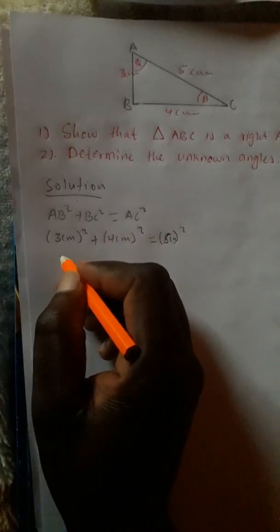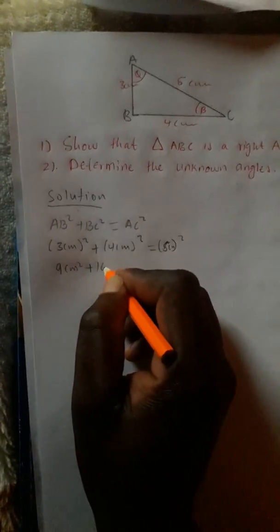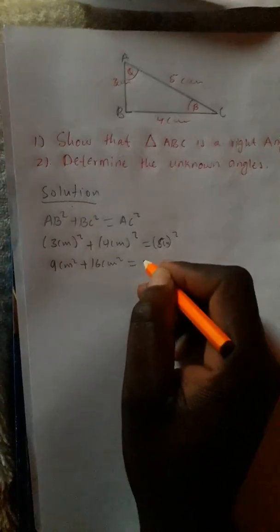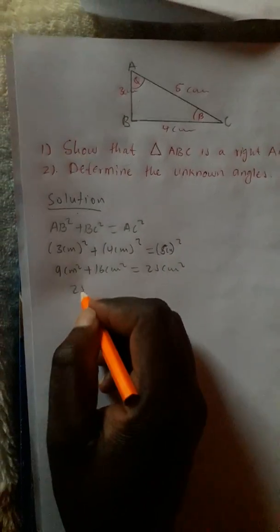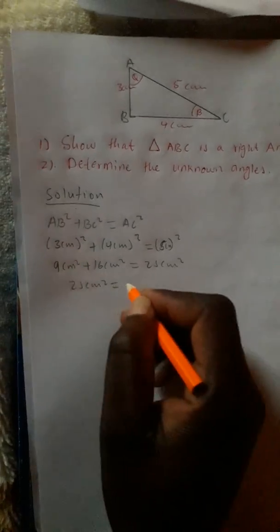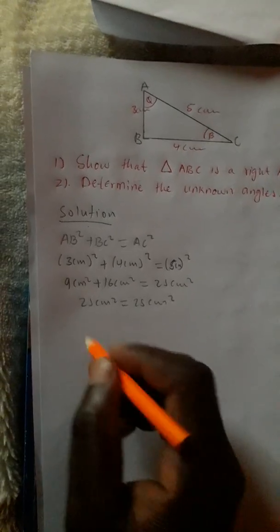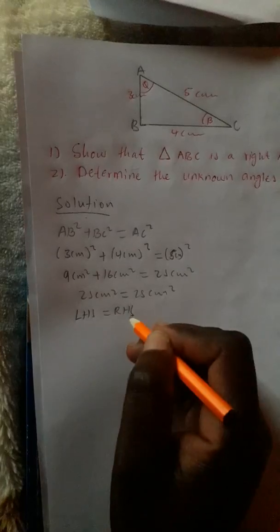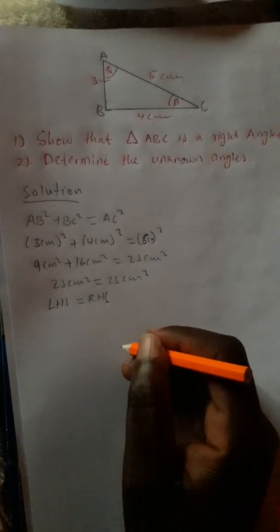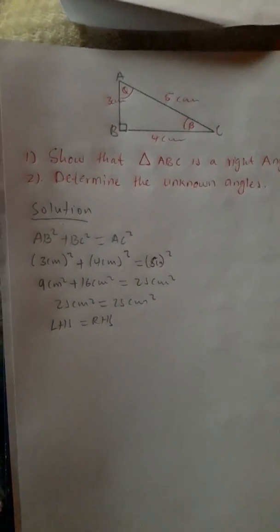Therefore 3 to the power 2, we're going to get 9 centimeters squared plus 16 centimeters squared, which will be equal to 25 centimeters squared. Therefore 9 plus 16 is 25 centimeters squared, which is 25 equal to 25 centimeters squared. So now the left hand side is equal to the right hand side, it implies that the triangle is a right angle triangle. So we can put the 90-degree angle there.